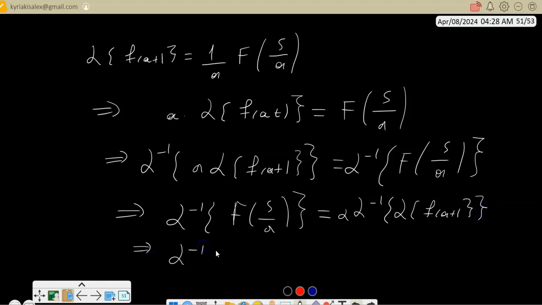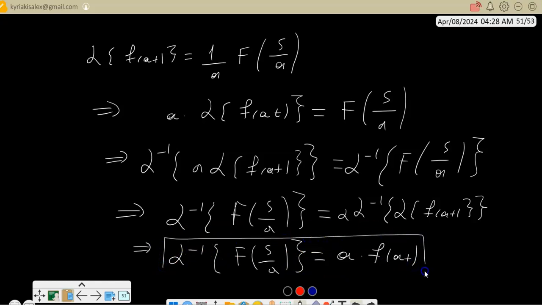So the inverse Laplace of capital F of s divided by a is a times f of a times t. And my proof is complete.